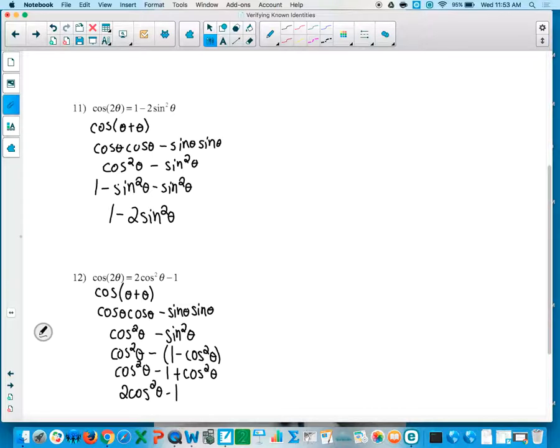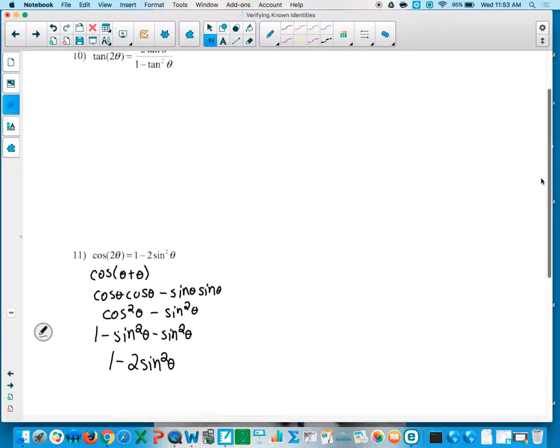Just realize if you're doing these ones again in the future that you have to make sure you start right from the beginning and not from the cosine squared minus sine squared step. We have one more to do, which is the tangent identity.